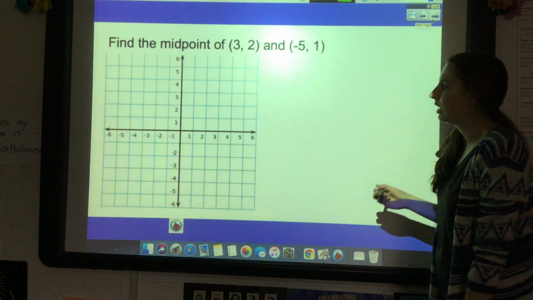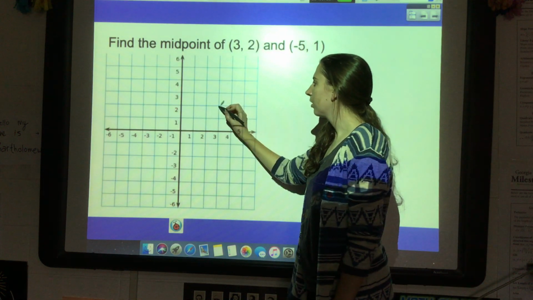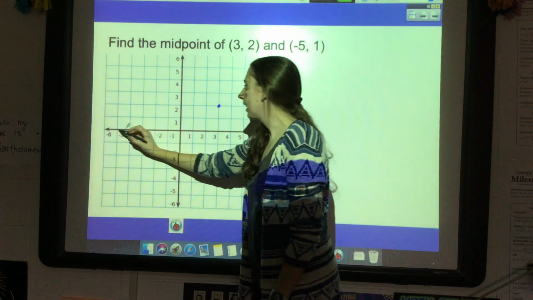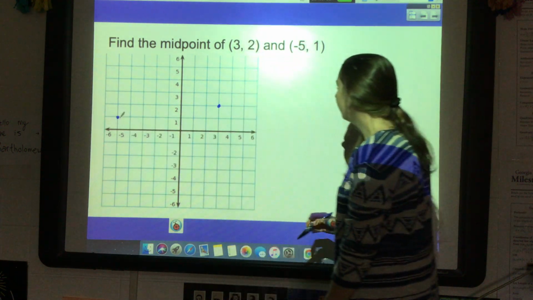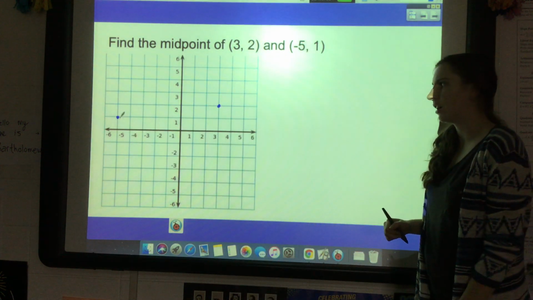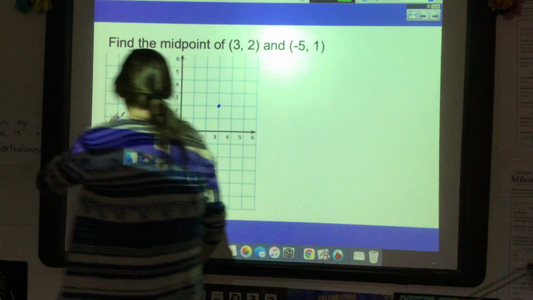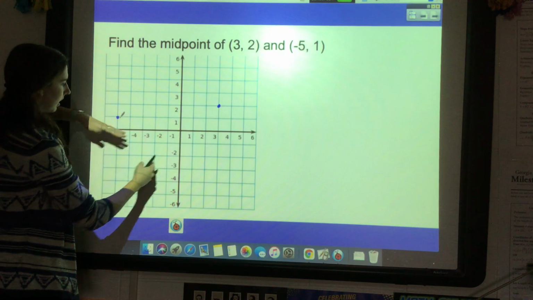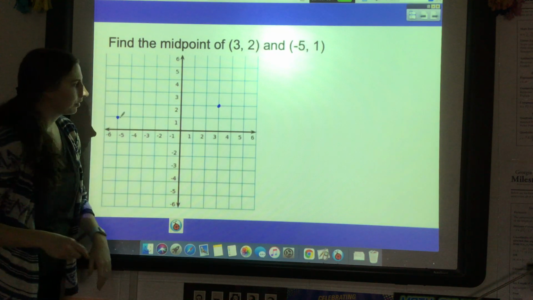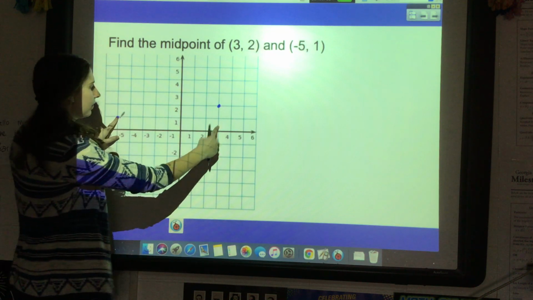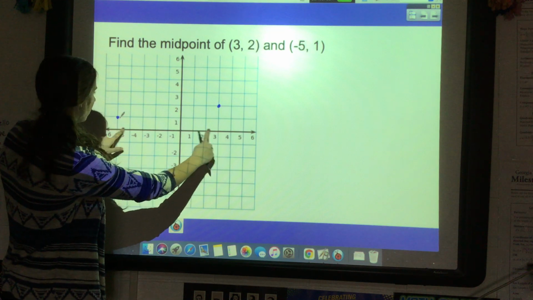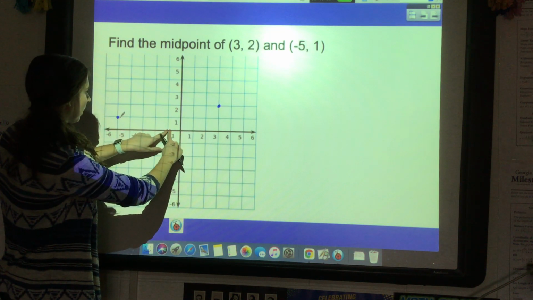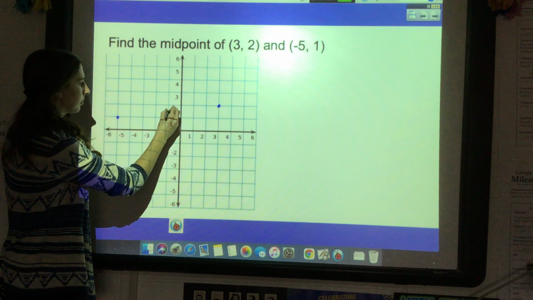So for example, the midpoint of (3, 2) and (negative 5, 1). Often you can just kind of figure it out, right? Like if I'm at 1 and I need to get up to 2, then I know the average of that is going to be 1.5. Also, if I'm at negative 5 and 3 and I just find the middle, it's right here. So I know that this is the midpoint.